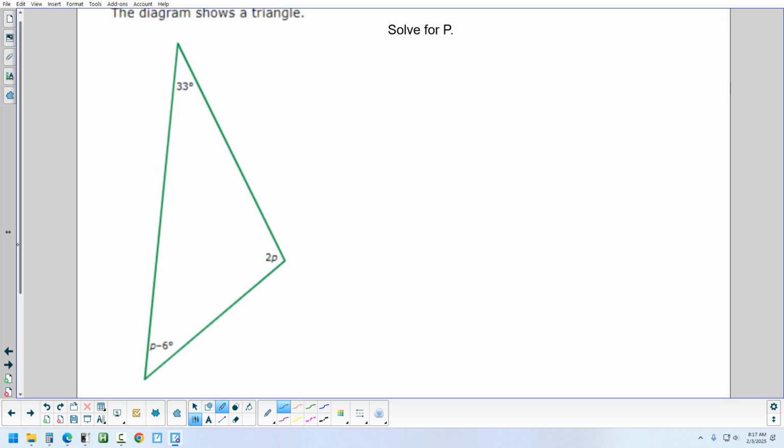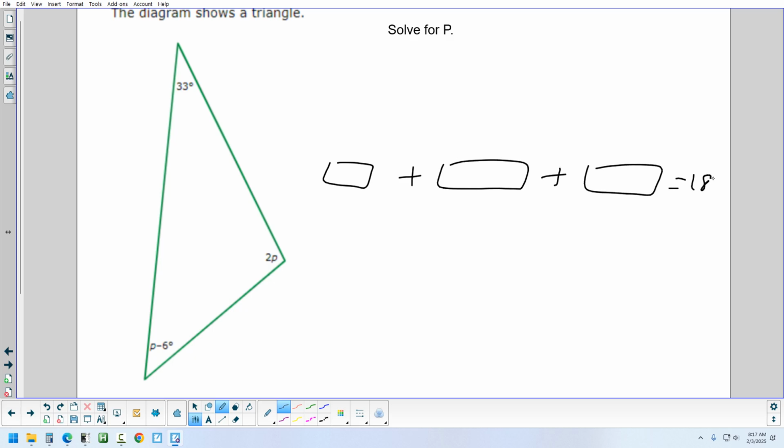All right. So again, set up your boxes just like that. Okay. What's going to go in the first box? Sure, you put 33. That's fine. Okay. Second box. 2p. Yep. And how about the third box? P minus 6 degrees. P minus 6. Okay. So now we're going to combine everything together and see what we get.